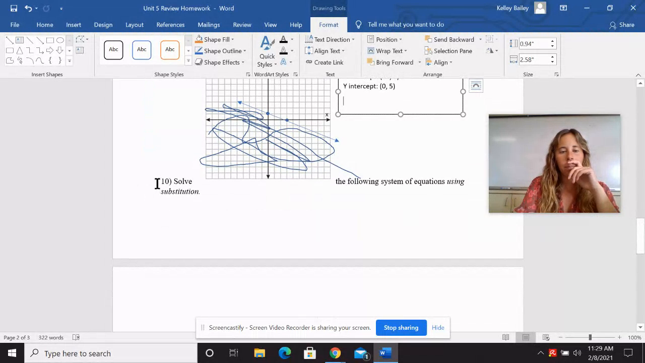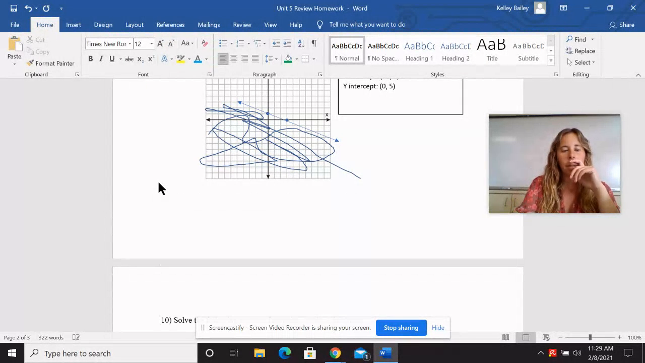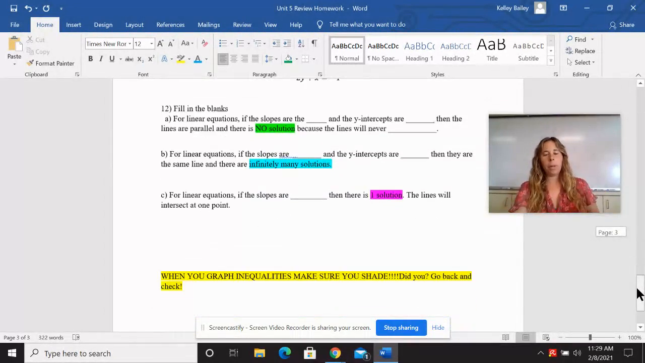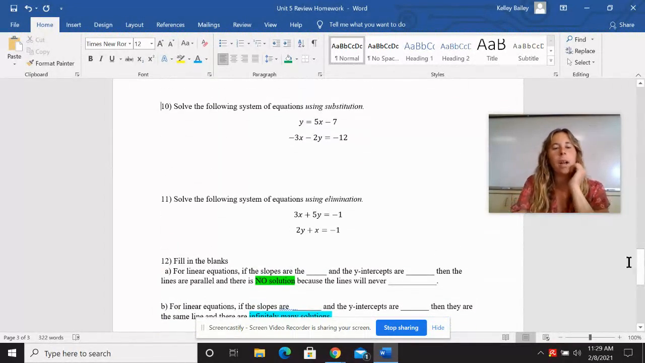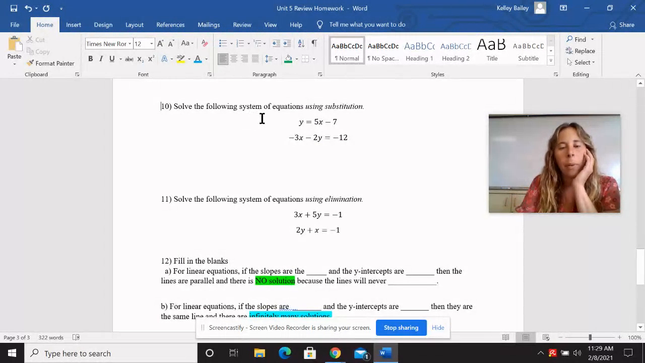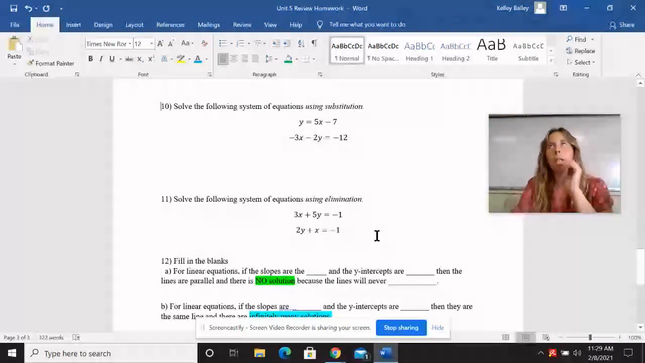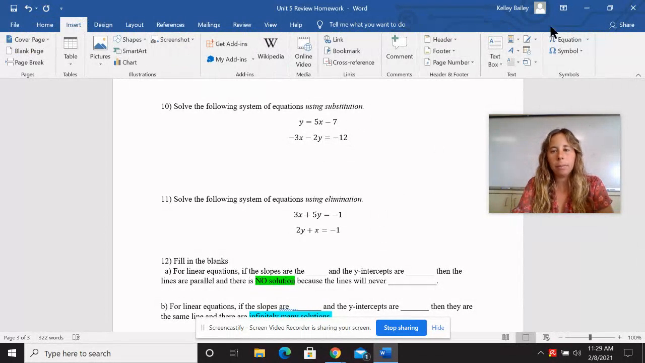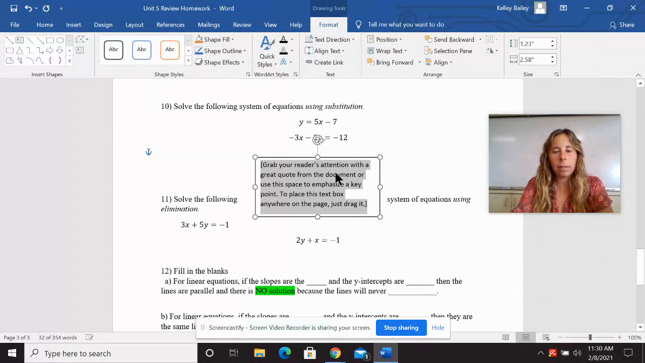Move this back down here. There we go. Okay, we're almost done. See? We're getting there. So it says, solve the following system of equations using substitution. All right, let me get my text box down here. That didn't work at all. Here we go. There it is.